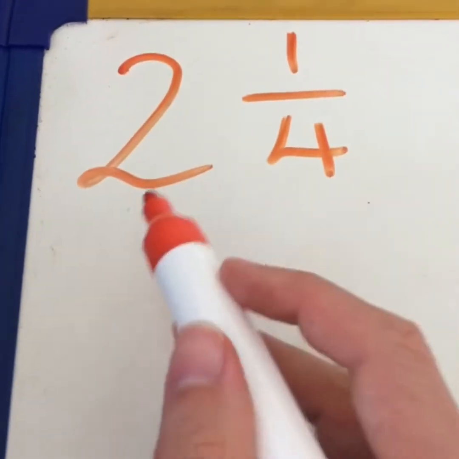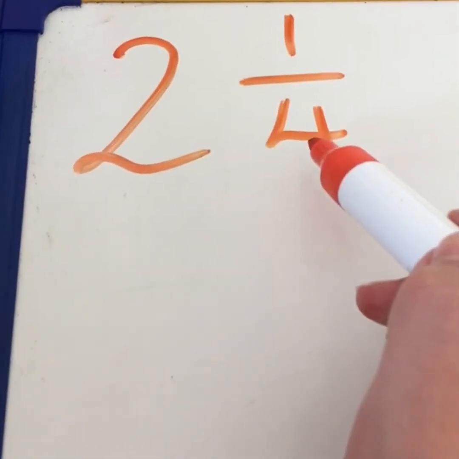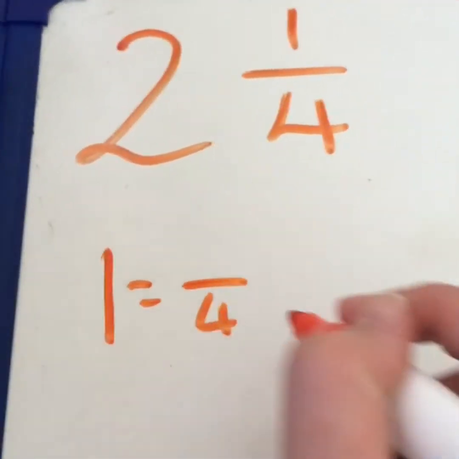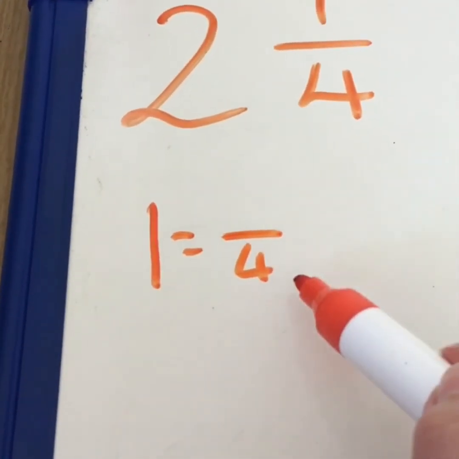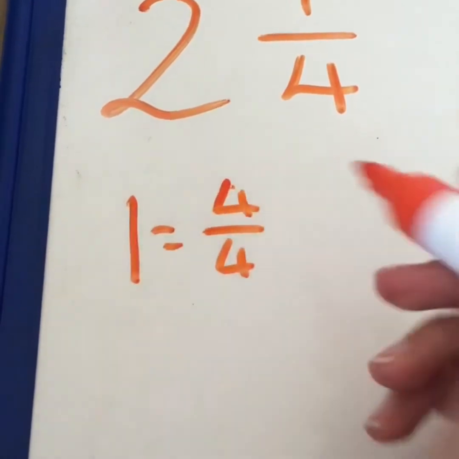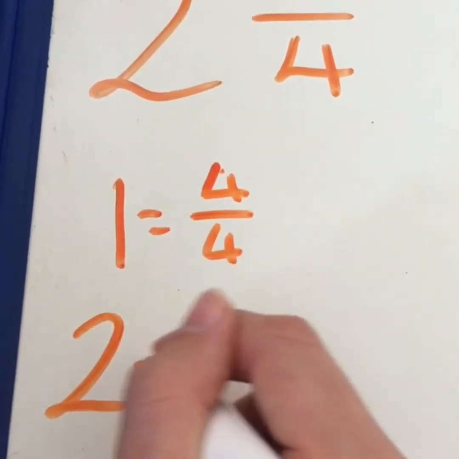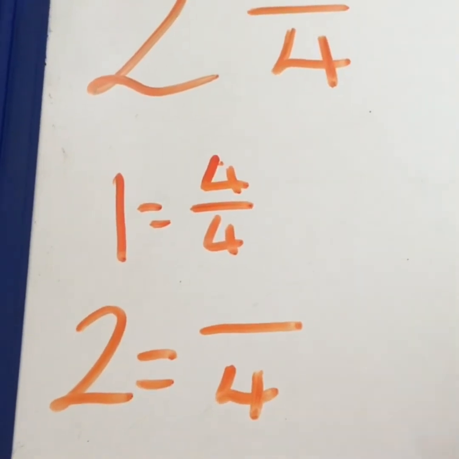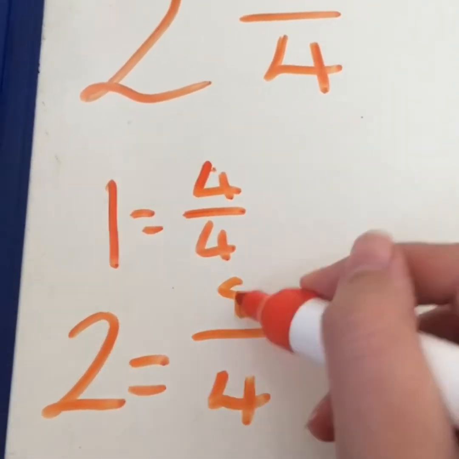So, if I've got 2 wholes and 1 quarter, I need to think about how many quarters would make 1 whole. If I had the whole cake and it was cut into 4 pieces, if I had the whole thing, I would have 4 of those pieces. Right, what about if I had 2 wholes then and it's still cut into quarters? Hopefully you'd be able to tell me that I would have 8 quarters.